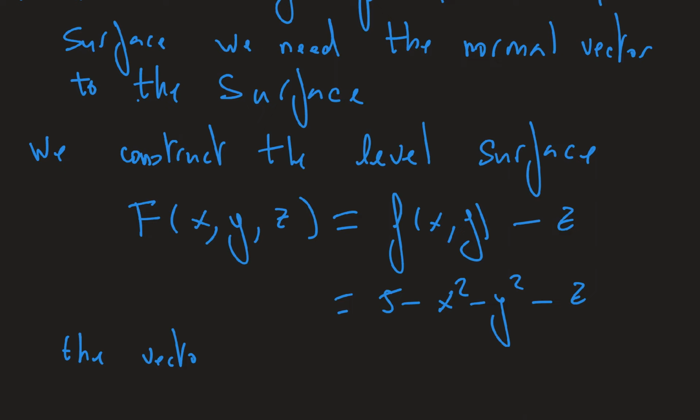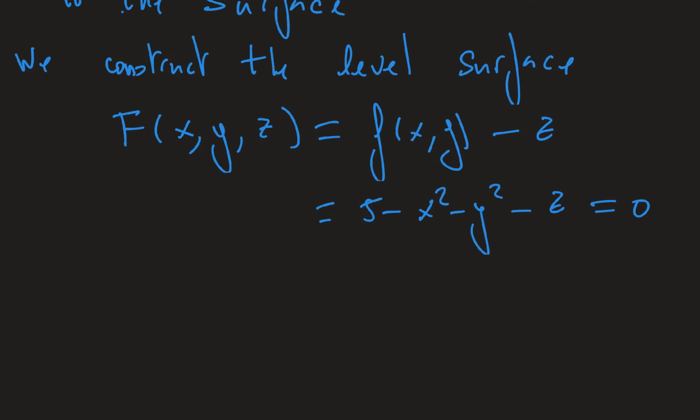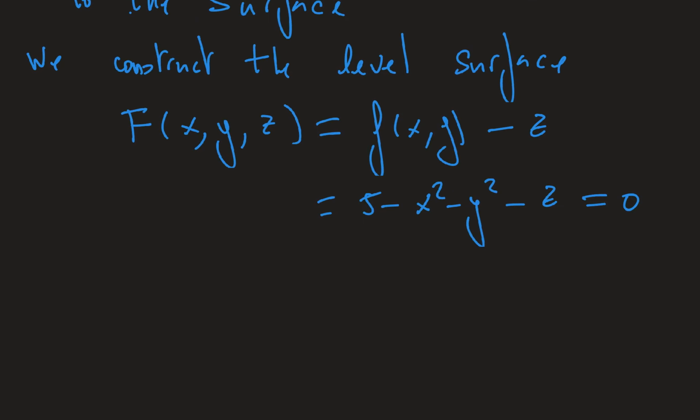So this function is 0. This is the level surface, the surface F equals 0 for the function 5 minus x squared minus y squared. So imagine that the function capital F is the temperature. So you have a function whose temperature is 0 in all these points on this surface.